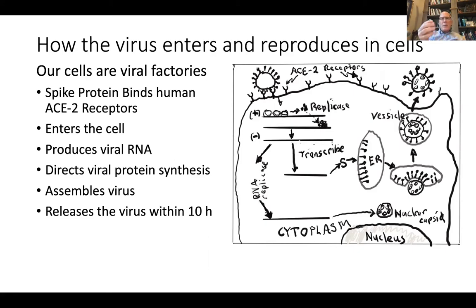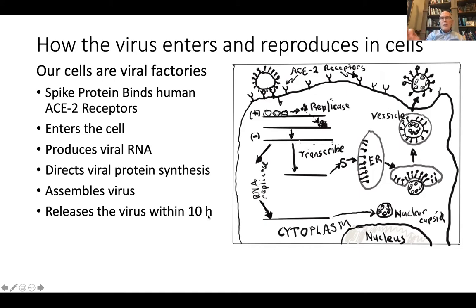As soon as it binds, within 10 minutes, it gets into the cell. And there it produces new viral RNA. So it actually can orchestrate production of its own RNA. And that RNA in turn orchestrates the production of proteins in the host cell. And meanwhile, it continues to replicate RNA and produce the protein. And then it forms a whole virus. And that virus then exits the cell. This whole process takes approximately 10 hours.